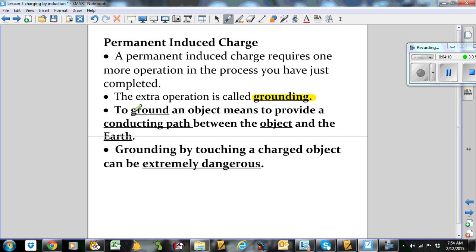To ground an object means to provide a conducting path between the object and the earth. The earth is a vast storehouse of both positive and negative charge, and so the earth will take as many electrons as you can send at it. If a human is part of that grounding process, this can be extremely dangerous. If you ground a charged object and allow the electrons to go through you to the earth, that could kill you. So don't do that.